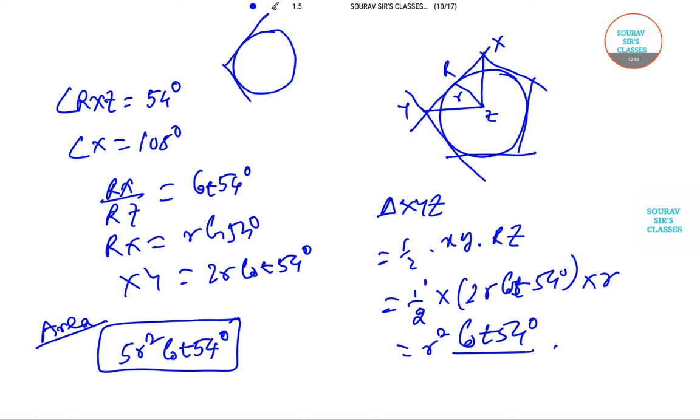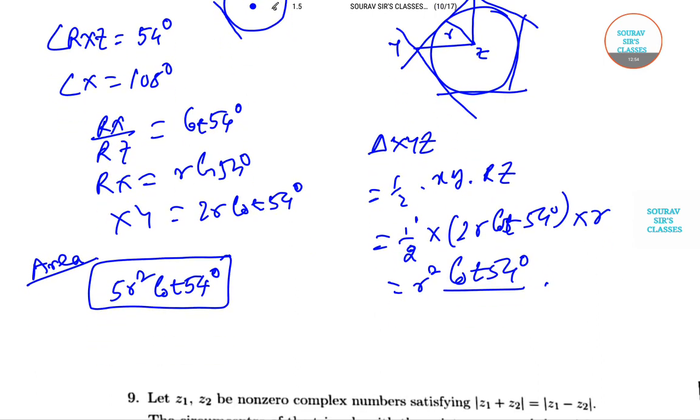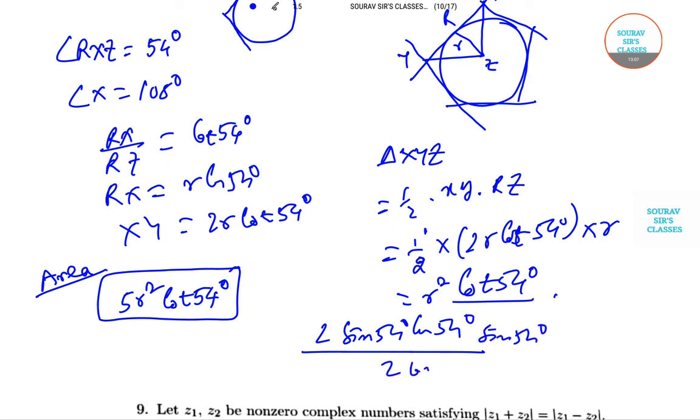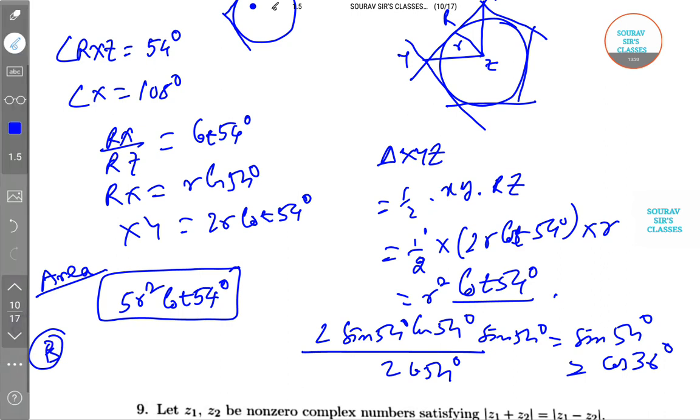So finally we can put the ratio structure and we can get that 2 sine 54 cos 54 to sine 54 by 2 cos 54. So that is sine 54 ultimately, or nothing but cos 36. So after a long calculation we get that B is the answer.